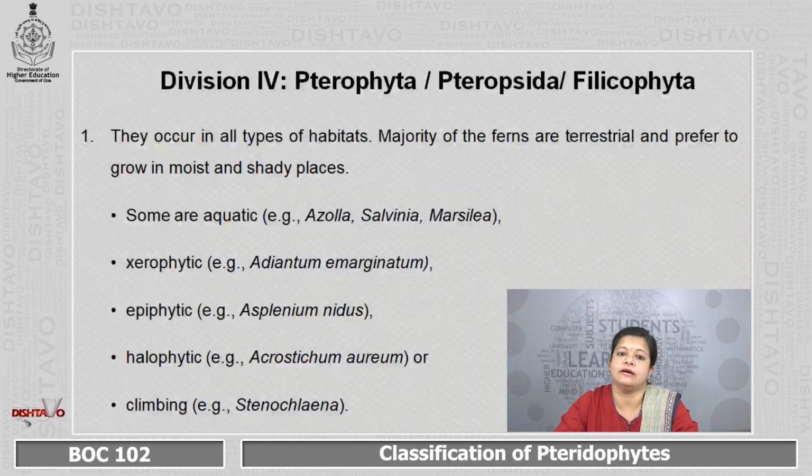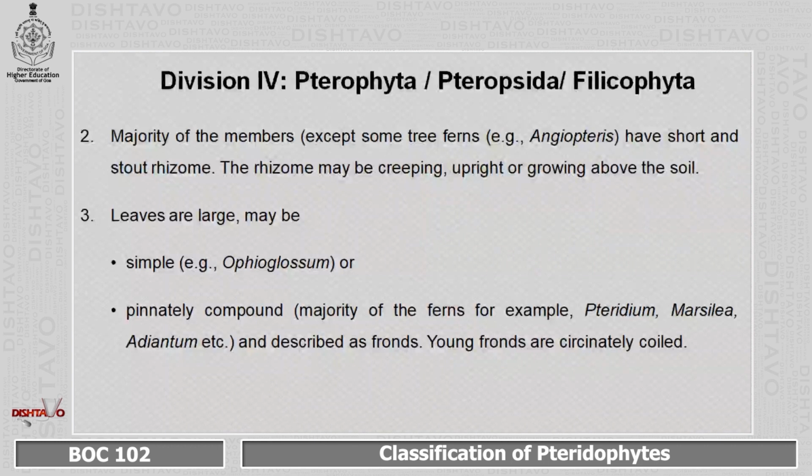Members of Pterophyta occur in all types of habitats. Mostly these ferns prefer terrestrial habitats with moist and shady places. However, there are forms found in aquatic, xerophytic, epiphytic, halophytic as well as climbing forms. Examples of each type have been mentioned. The majority of these members have a short and stout rhizome except for Angiopteris, which is a tree fern. The rhizome may be creeping, upright or growing above the soil.